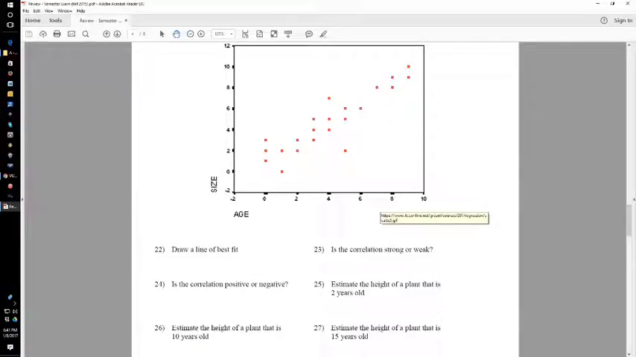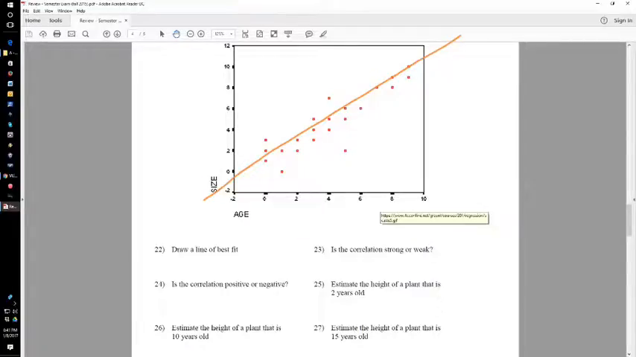All right, hopefully you've tried this one before you actually listen to the video. If you haven't, well, shame on you. Pause it and try it. But here we go. It says draw a line of best fit. Well, right through the middle of it. About like that. All right.